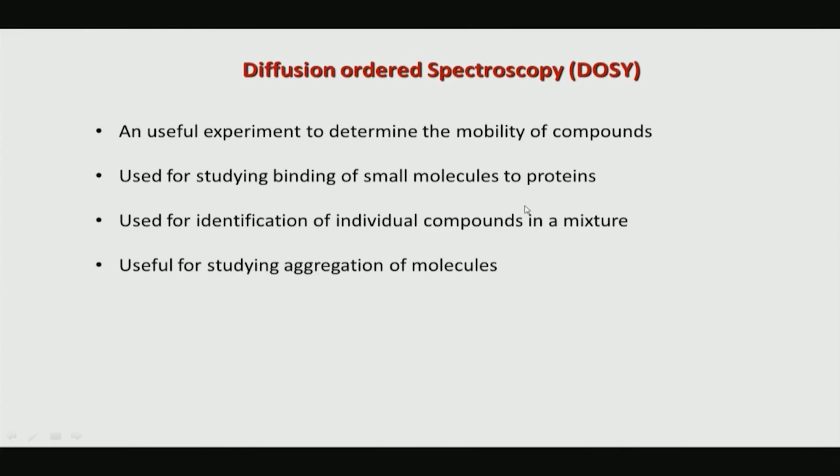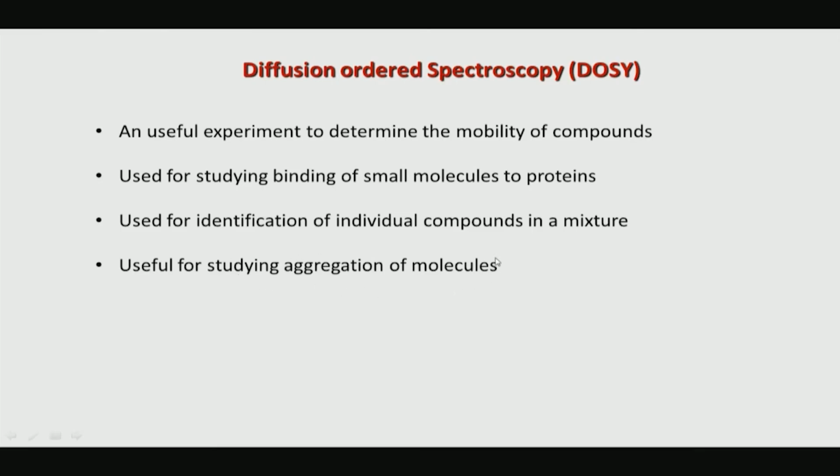Because they may be similar and in the same range, and there is no connectivity information in 1D. So, you can either do 2D NMR or you can also do DOSY, which helps you separate, in terms of spectra, which compounds are diffusing faster and which compounds are diffusing slower. That way you can identify compounds from a mixture.